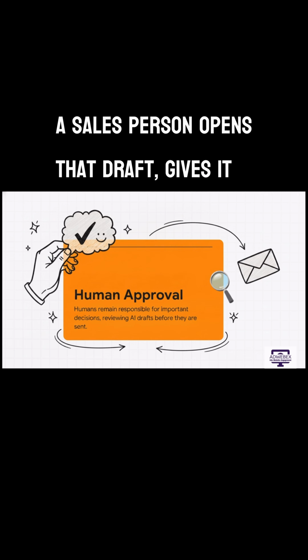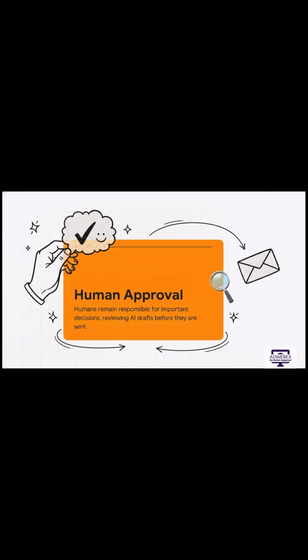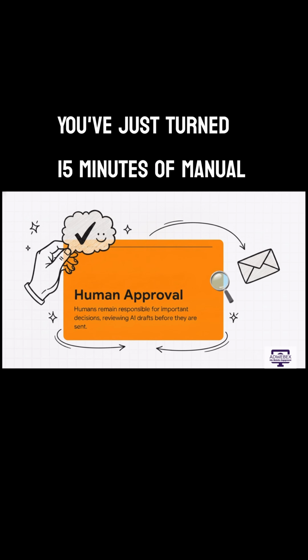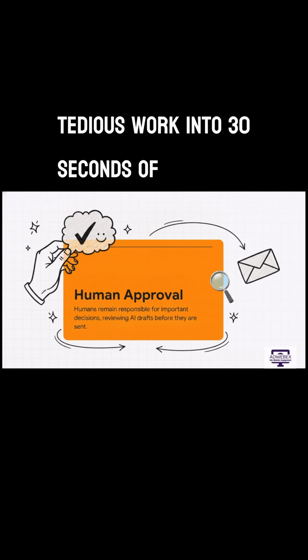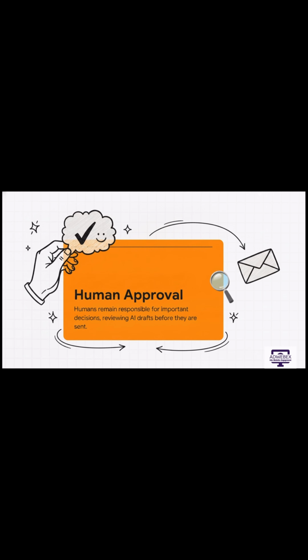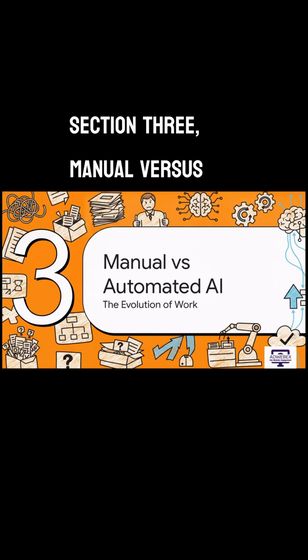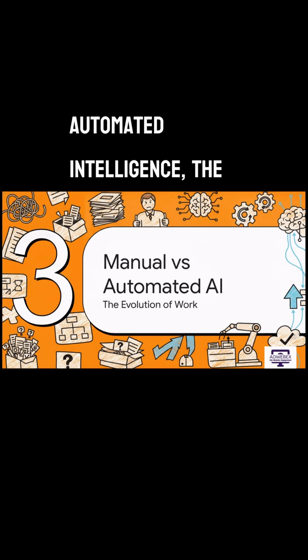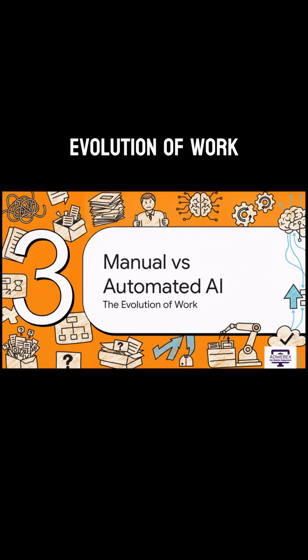A salesperson opens that draft, gives it a quick read, maybe adds a personal touch, and clicks send. You've just turned 15 minutes of manual, tedious work into 30 seconds of human review. It's a total game changer. Section 3, manual versus automated intelligence, the evolution of work.